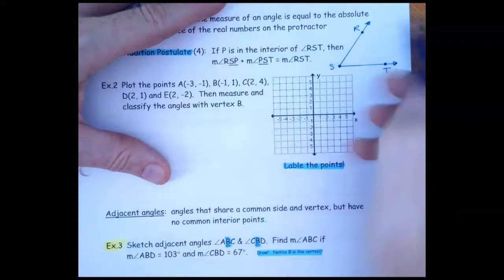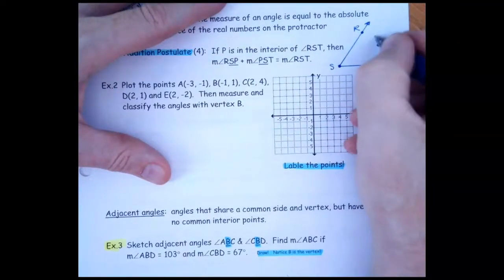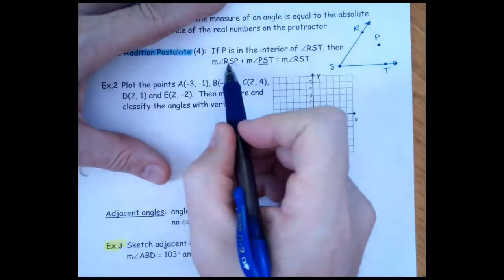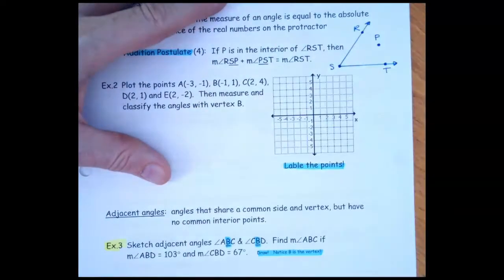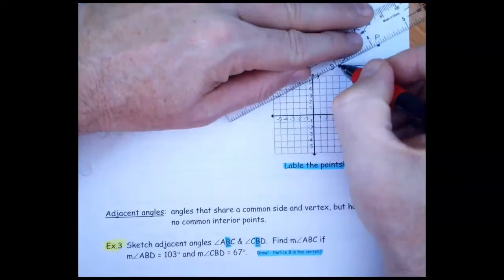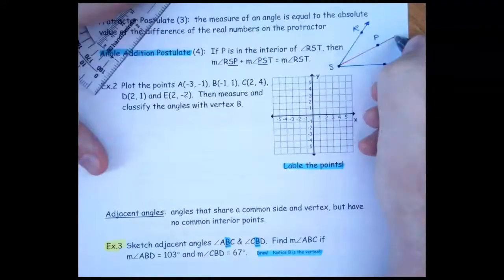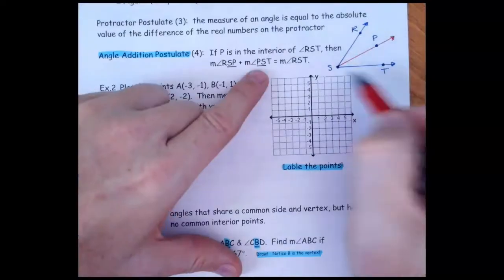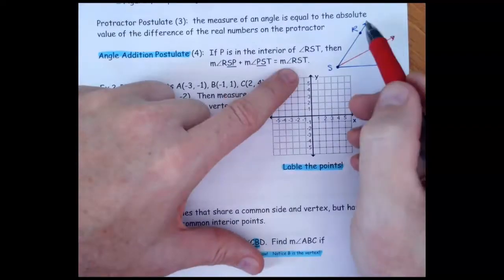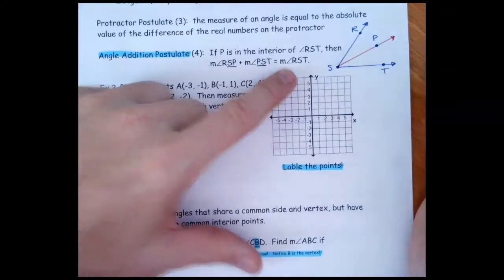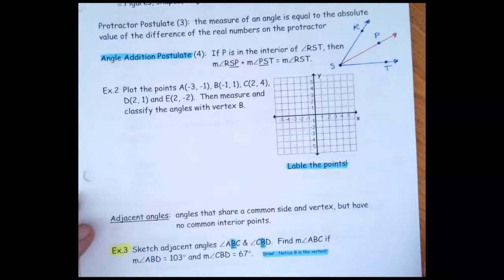So P is on the interior. So P is on the inside here. P is in the interior of RST. Then the measure of angle RSP, which we could create by putting a ray through SP, plus angle PST equals the measure of angle RST, which should make sense. This angle plus this angle equals the total angle. So that's what the angle addition postulate says.